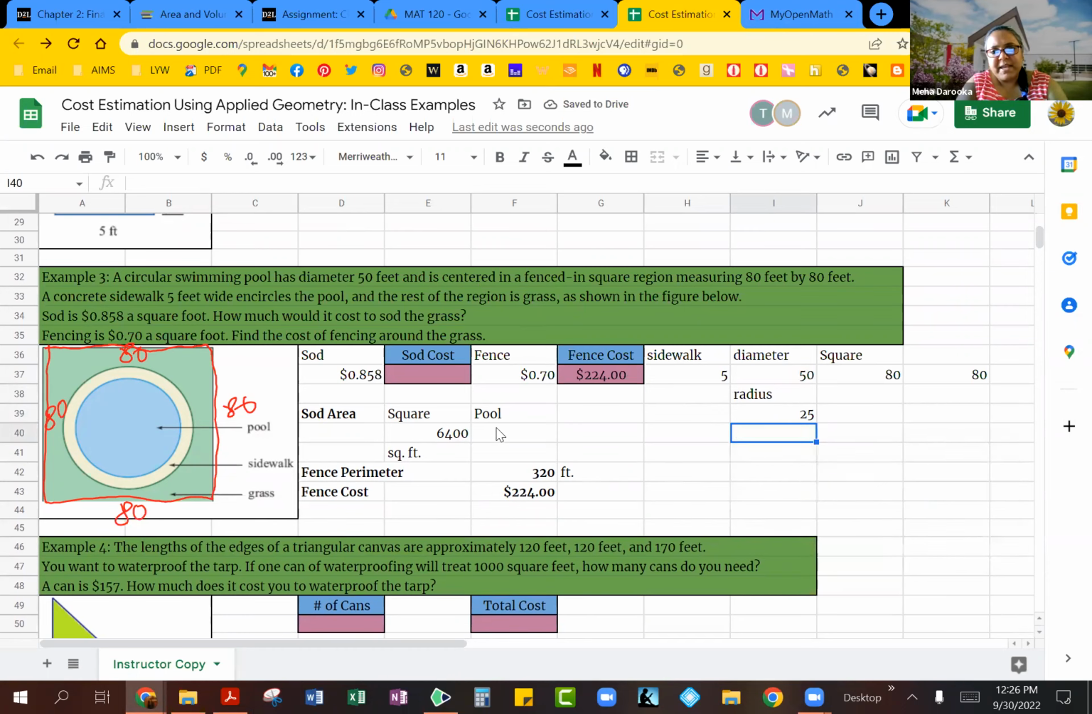So again, for the area of the pool, we're not including the sidewalk in there for now. Actually, we could include the sidewalk. All right, area of the pool is going to be pi, 3.14, times your radius of 25. And remember, it's radius squared. So it should be 25 times 25 times the 3.14.